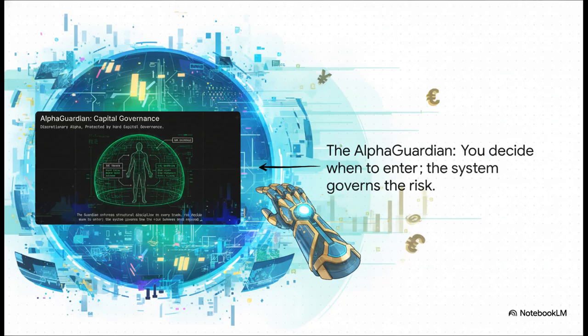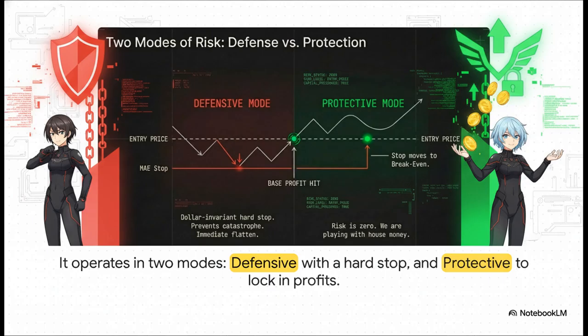You decide what to trade, you decide when to get in. But as soon as you're exposed to the market, the Guardian takes over and governs the risk based on the rules you already set. And this is a brilliant illustration of how it works. It's got two modes. First, in defensive mode, it's your bodyguard, enforcing your hard stop to prevent a disaster. But then, once a trade hits a certain profit target, it automatically switches to protective mode. It moves your stop to break even and starts locking in your gains. Suddenly, you're playing with the house's money.